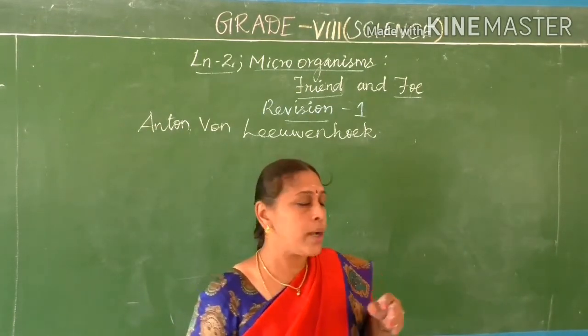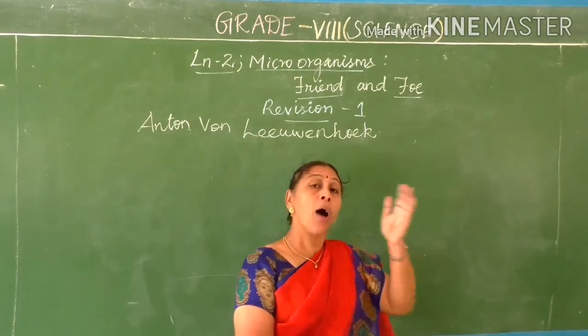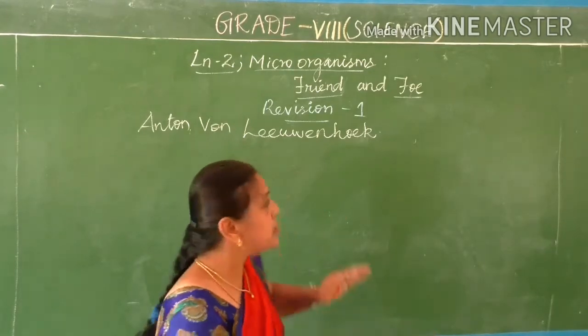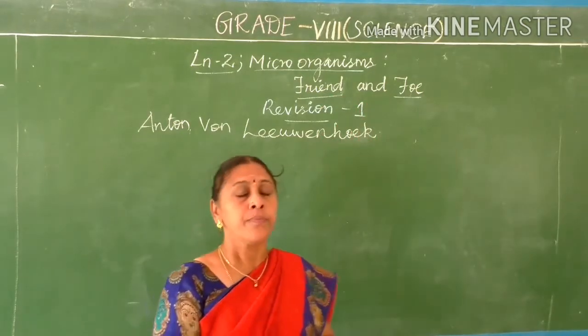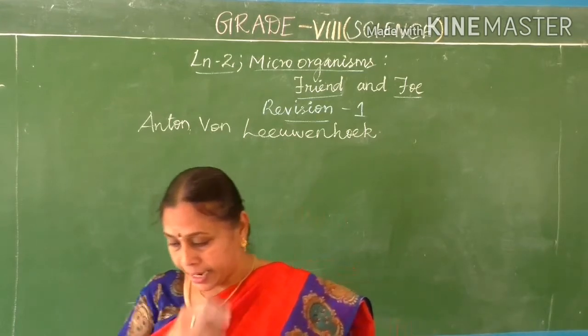That is why it is called foe. Foe means enemy. That means some harmful things it will bring for us. Understand? That is called microorganisms, friend and foe. About the microorganisms only we are going to see in this lesson.